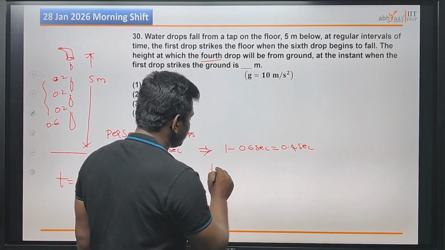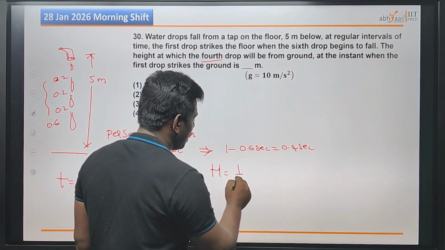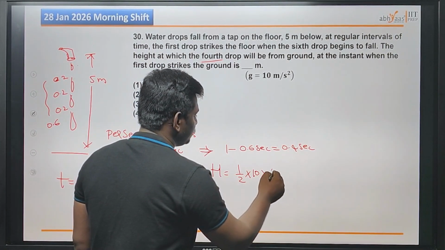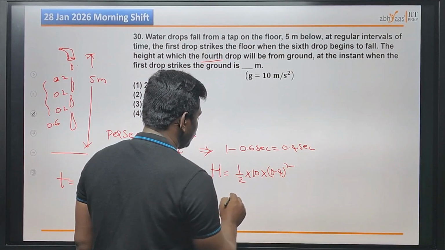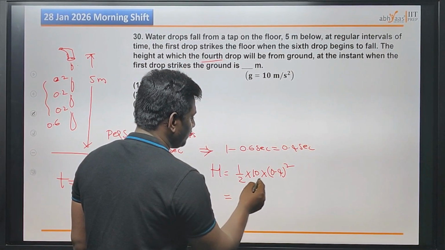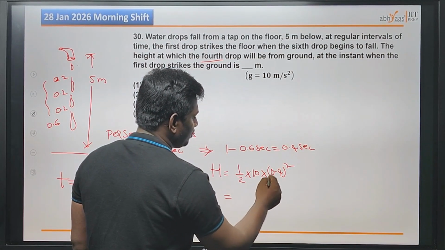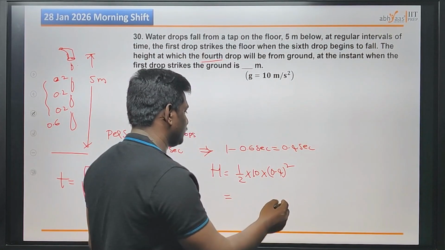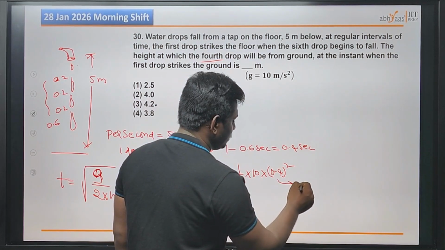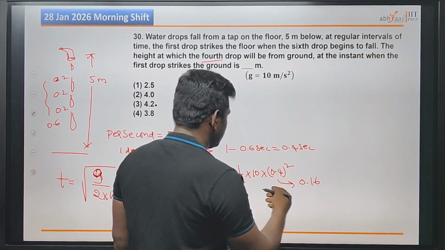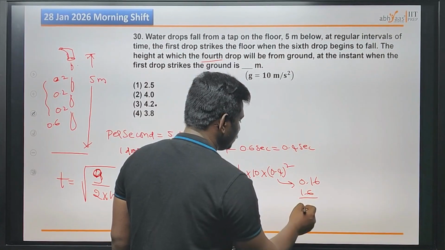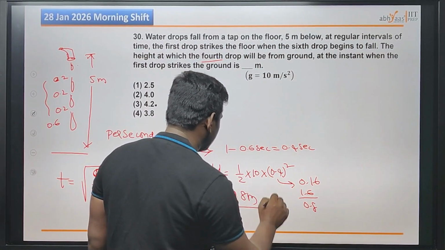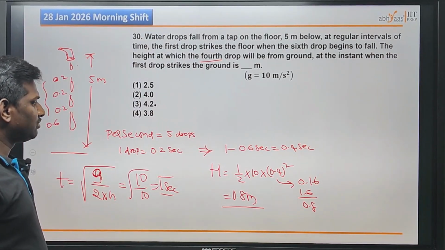So height h can be written as ut plus half at square. What is a? That is 10. What is t? 0.4 second, t square. If you solve this one, 5 into 0.16, that is 1.6 by 2. You will get 0.8 meter. This is your height.